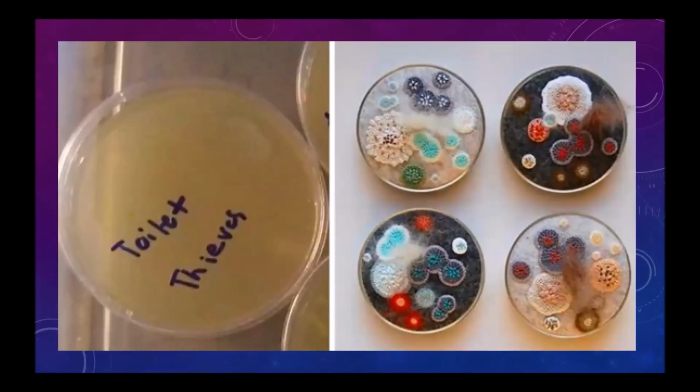This is a petri dish on the left where it says toilet thieves. And this is how it normally looks like, completely clean. These toilet thieves then went to 4 different bathrooms, one in Myanmar, one in Ewa Beach, Hawaii, one in New York, any place, okay?